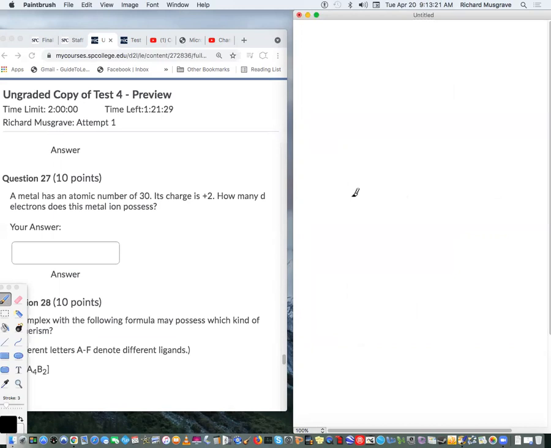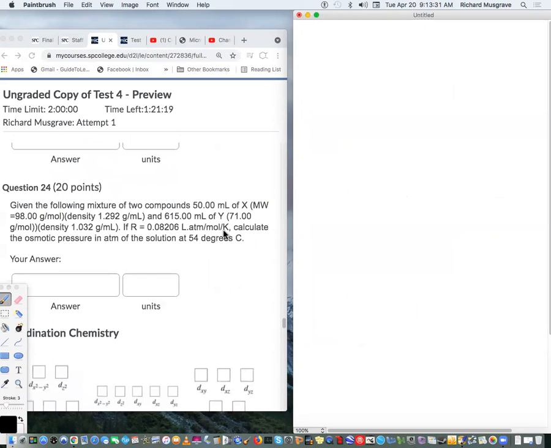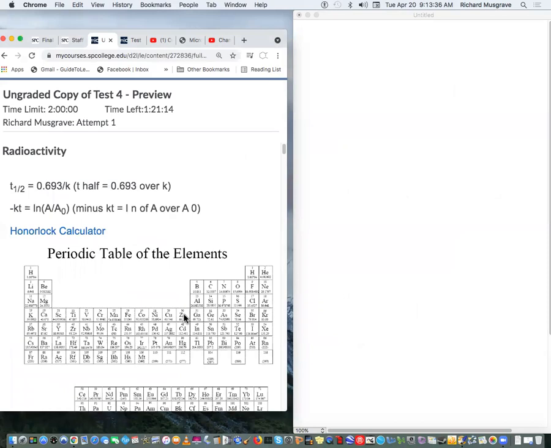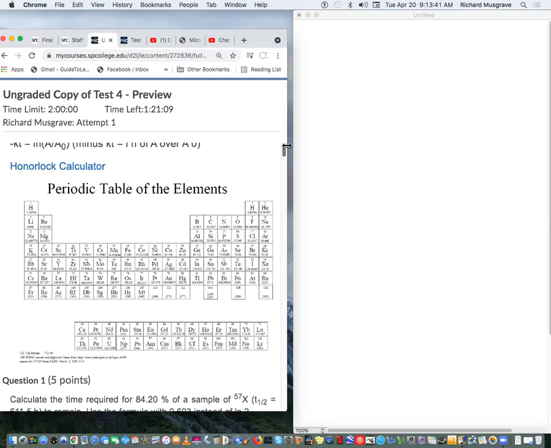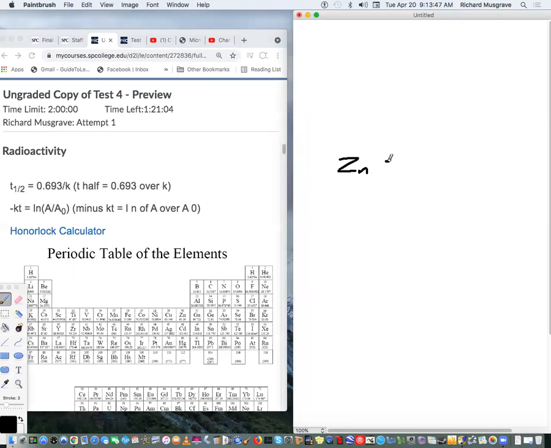A metal has an atomic number of 30, and its charge is plus two. How many d electrons does this metal possess? Okay. So for that one, you go up to the periodic table. The atomic number of 30 would be zinc. And you can see that zinc, Zn, is 4s2, 3d10.